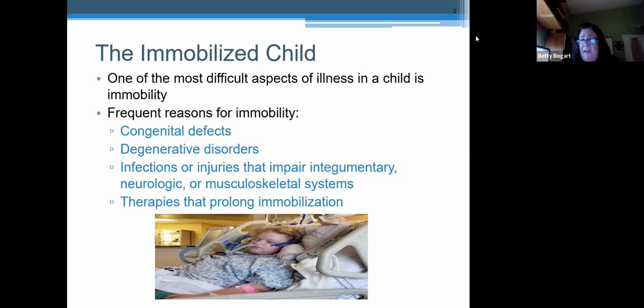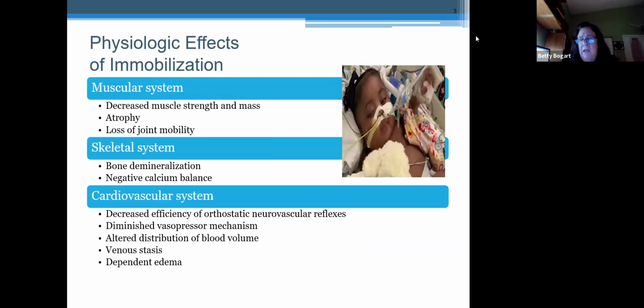What about therapies that prolong immobilization? I'm going to give you the biggest one from last week. What about dialysis? They've got to be in there 4 to 6 hours, 3, 4 days a week. I mean, that could be a child that's not up and moving, and they need to have that motion for the good of the body and muscles and our lungs, etc. What happens when you're immobilized?